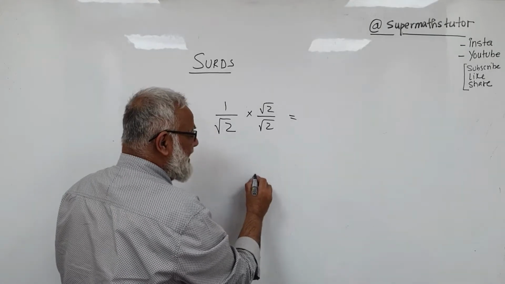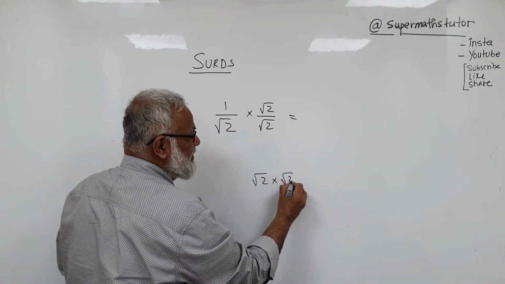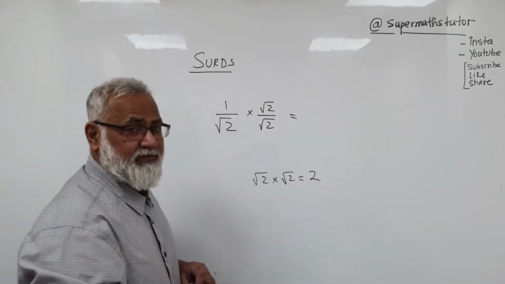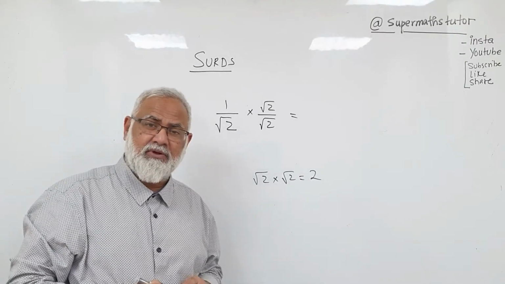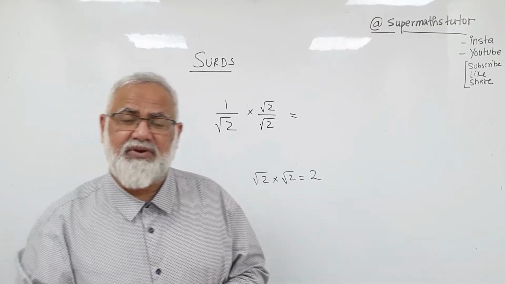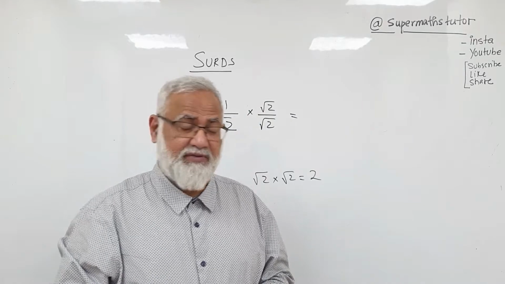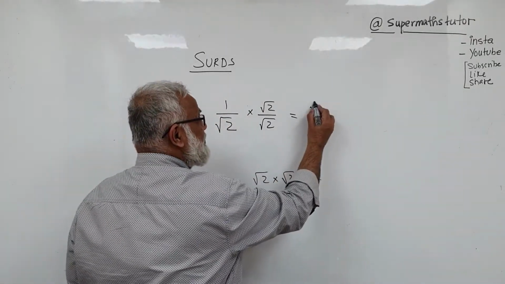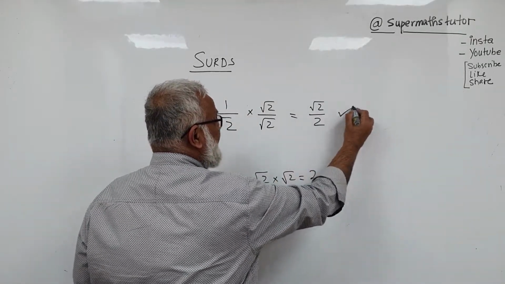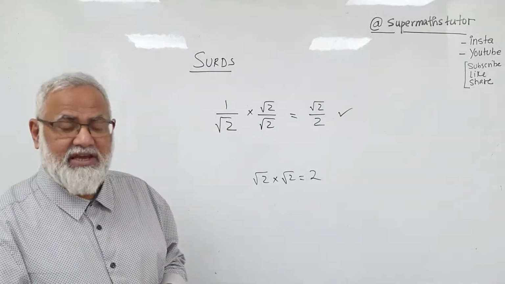You also need to know that when I multiply the same square root, the square root will vanish. So root 2 times root 2 is 2, root 3 times root 3 is 3, root 5 times root 5 is 5, and so on. So this is the square root 2 over 2, and this surd has been rationalized.